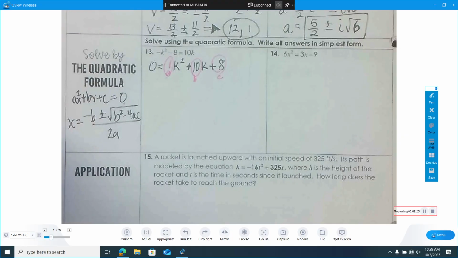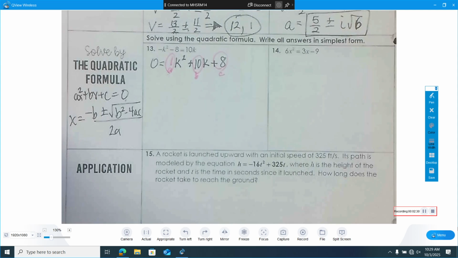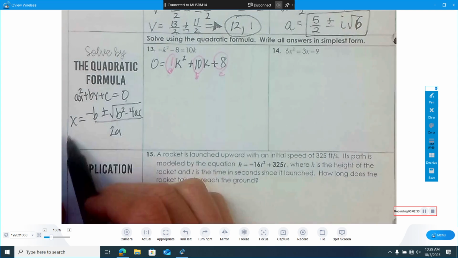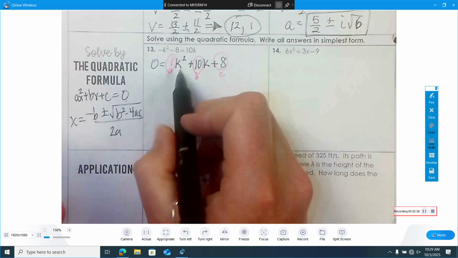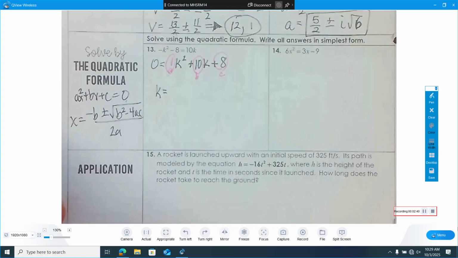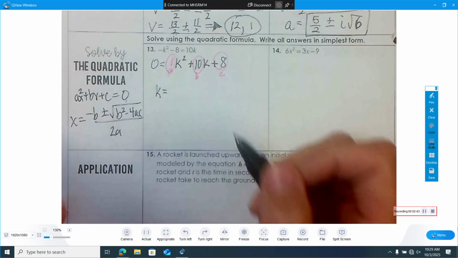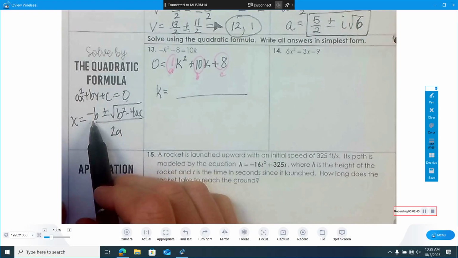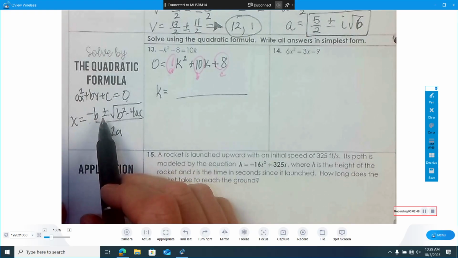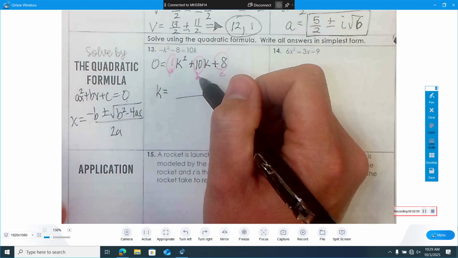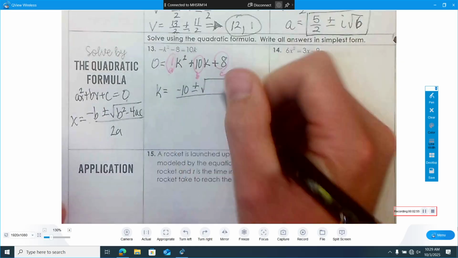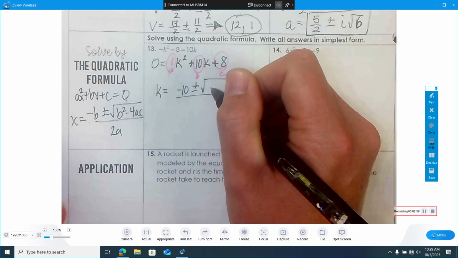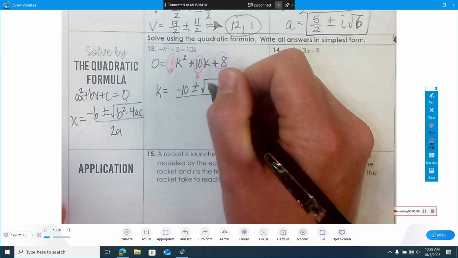So please don't put variables in your quadratic formula. That would not work for you. So your quadratic formula should always just be numbers. So this is solving not for x, but we're solving for k-intercepts in this particular case. And so when I sing the quadratic formula, I always say the opposite of b. What is the opposite of b? Negative 10 plus or minus the square root of b squared. What is b squared? 100.